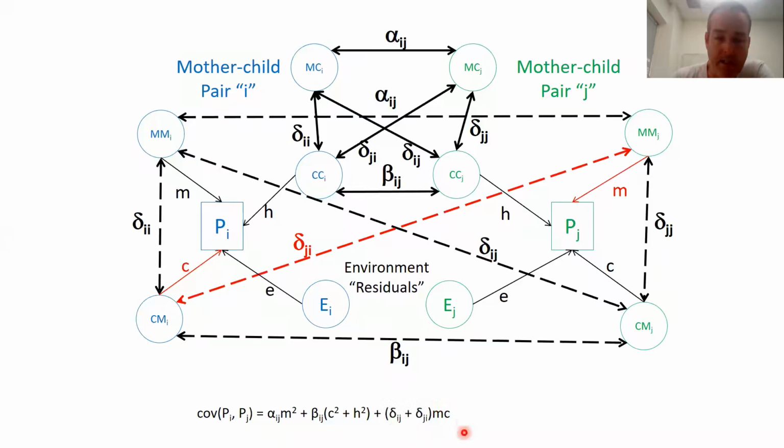And this is the formula that we achieve. So here's the formula for the variance. And this is the formula for the covariance. And so you can see that they look very similar to one another. And in fact, we can write these in matrix form to get our M-GCTA model.